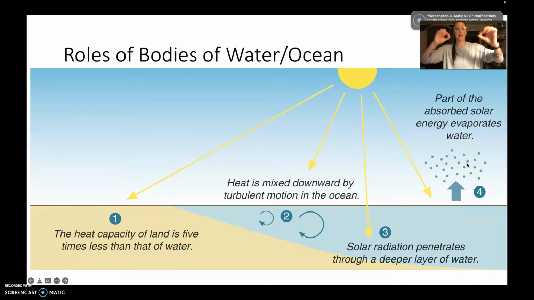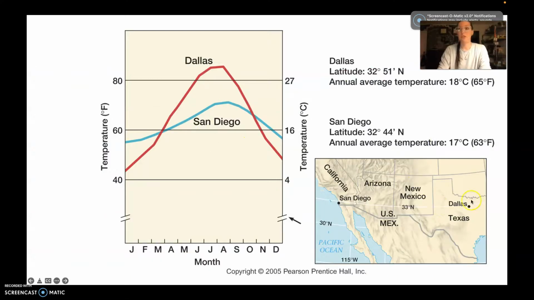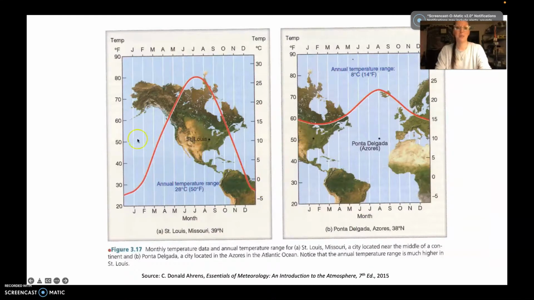And if we were to compare regions along the same line of latitude, so equidistant from the equator, same sun angle, for example, San Diego versus Dallas, Texas, San Diego's average temperature range is quite minimal, right? San Diego is this blue line here, and Dallas is this red line. So we can see that Dallas gets much warmer in the summertime and much cooler in the winter, where San Diego stays relatively moderate. And that's simply because of that sweet, sweet ocean that is basically nature's air conditioner, which is kind of cool.